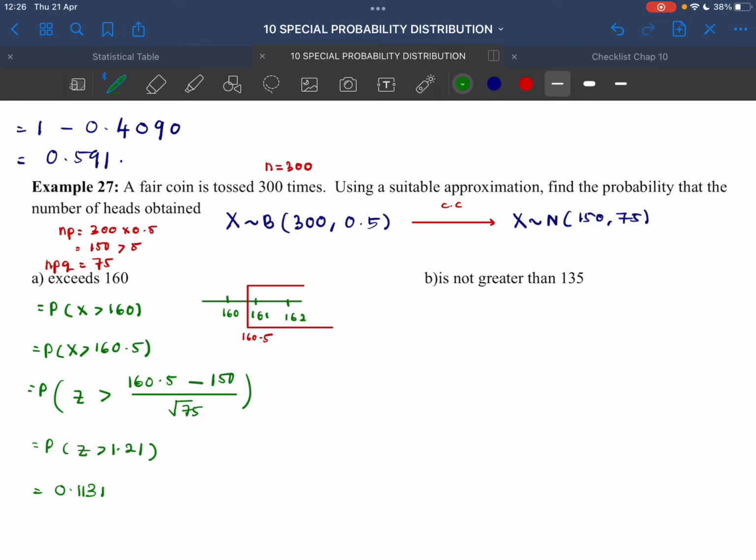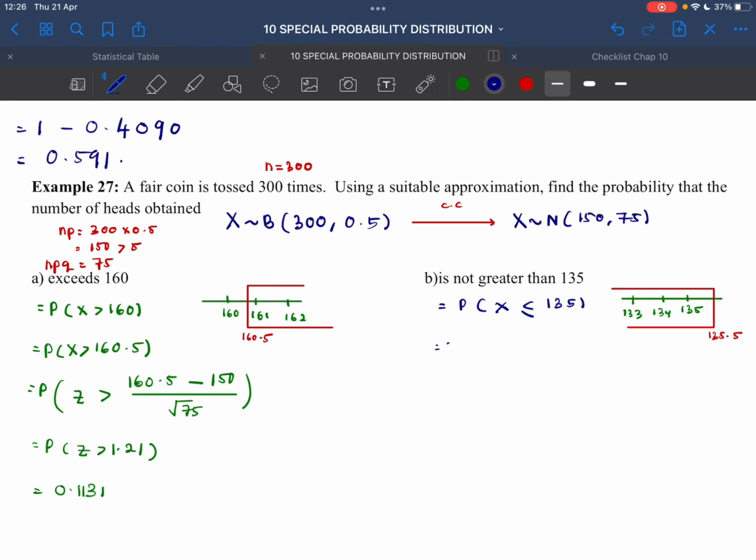Not greater than 135. If not greater, which means less. Okay, less than 135. But since the question said not greater, it has to be equal. Okay, so remember, do your CC. So we have less than or equal to 135. 135 is included. To the left, 134, 133, and so on. So we start with 135 to the left. So here the number is 135.5.